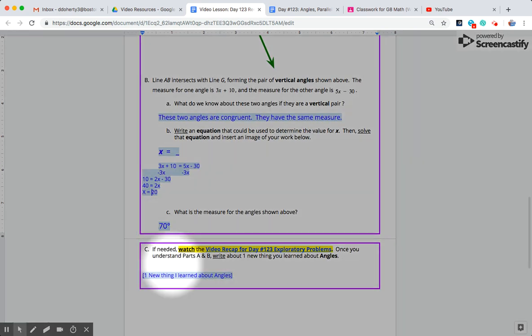At this point, please make sure you fill out part C, write one new thing you've learned about angles, and then please see me if you've got any questions as you're working through the rest of the practice problems with your partner.